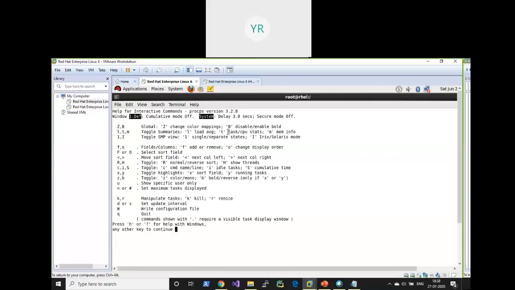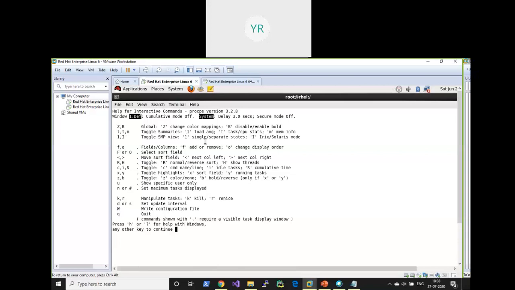If you use T, that will show CPU. Again, if you press T, then it doesn't show CPU; it toggles between the values. If you press M, that toggles the memory values. You can see it with memory, without memory, like that. Next, if I press 1, it will separate all the CPUs.